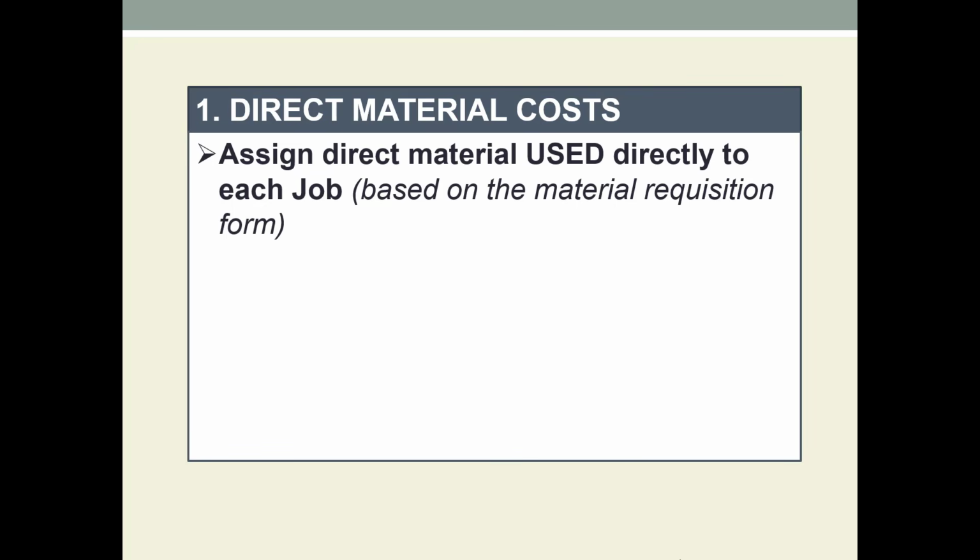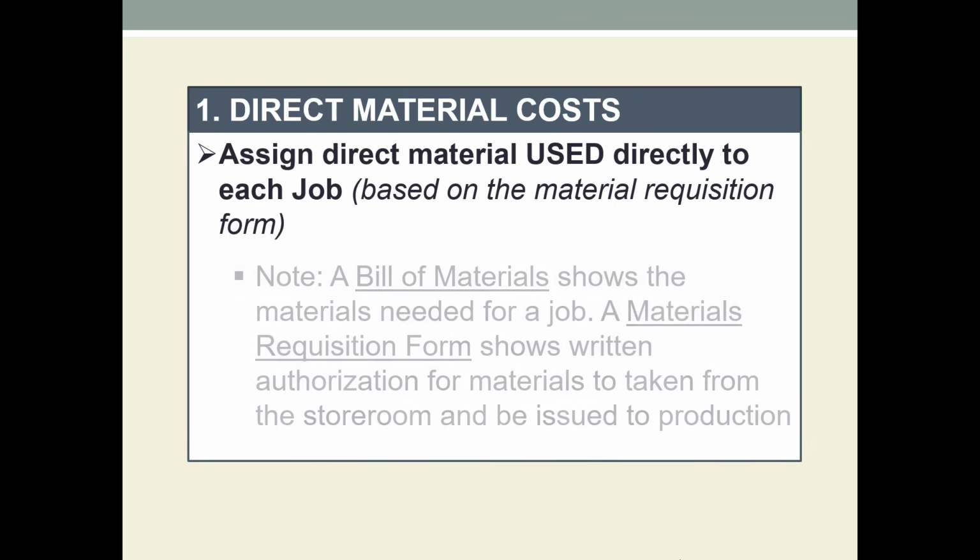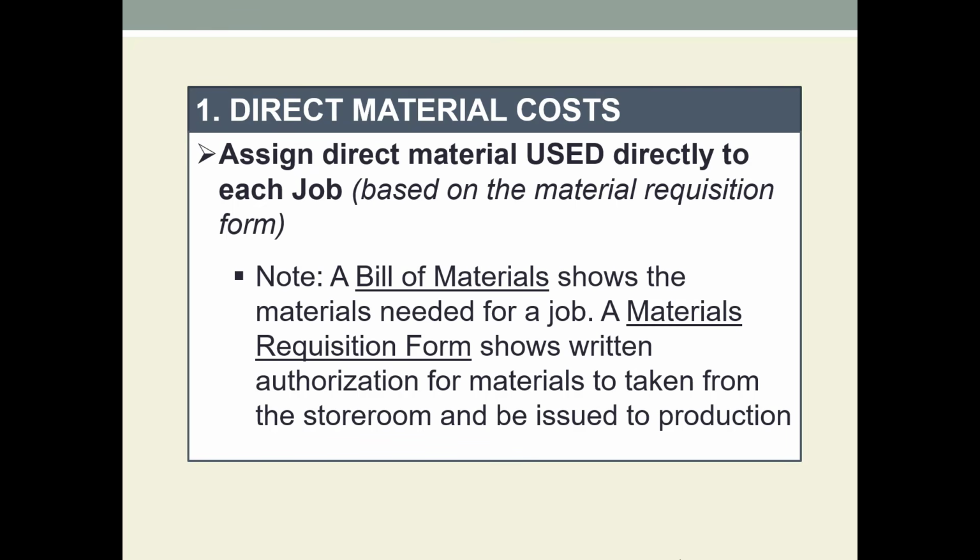Now let's look at each of the costs individually. Direct material, this is assigned directly to each job based on the material requisition form. Now it's good to become familiar with the types of forms that you'll encounter when you get into the work world. A bill of materials shows the materials needed for a job, whereas a materials requisition form shows authorization to take materials from the storeroom and put them on the production line.